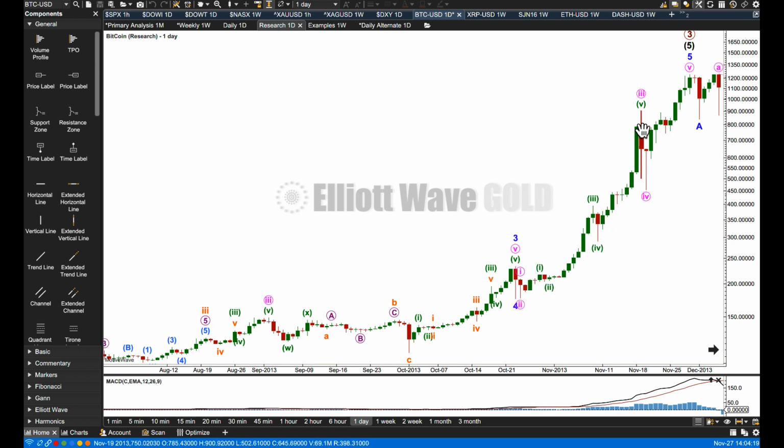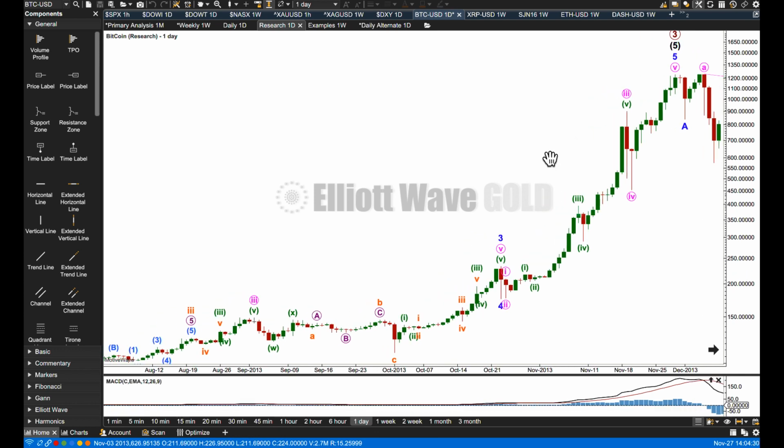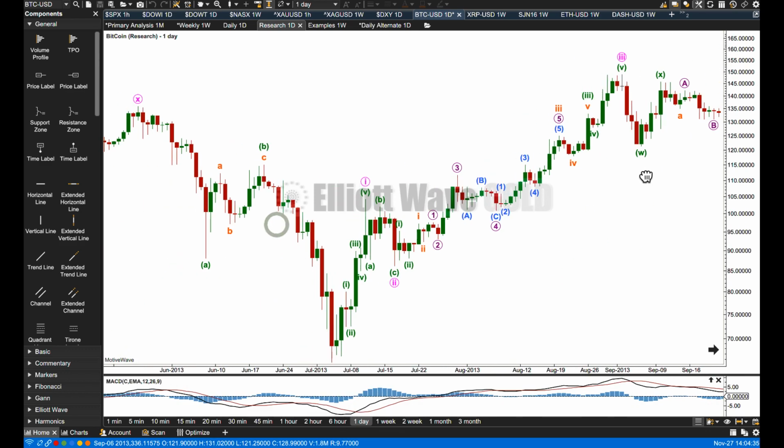1, 2, 3, 4, 5. 2 and 4 reasonably in proportion. They look like they should be labelled at the same degree. Minute 4, minute 2, very, very close in proportion. Look like they should be labelled at the same degree. That's what Bitcoin's impulses look like.